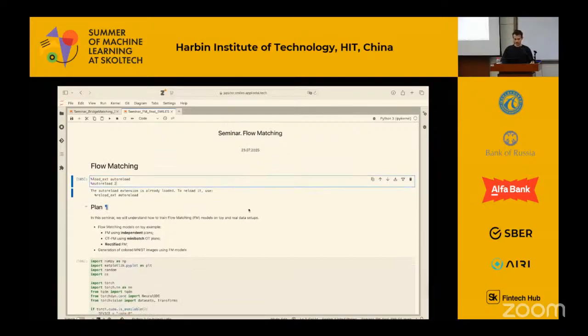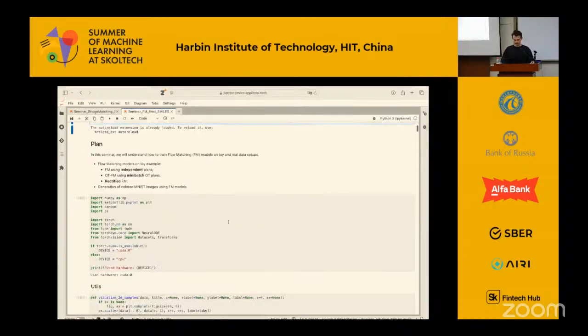So what are we going to do in this seminar? First, we will try to implement flow matching, understand how it works, and get to see some of its properties. We will take a look at two data setups, a toy example and an image generation example. And we'll take a look at flow matching with general transport plans, as Alexander told, with independent plans, mini batch, optimal transport.